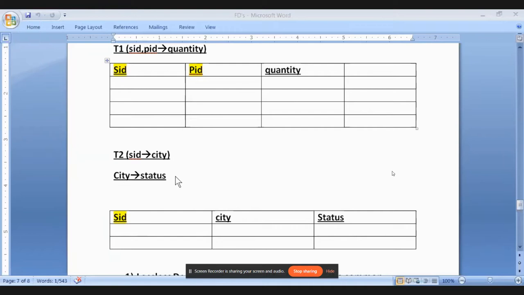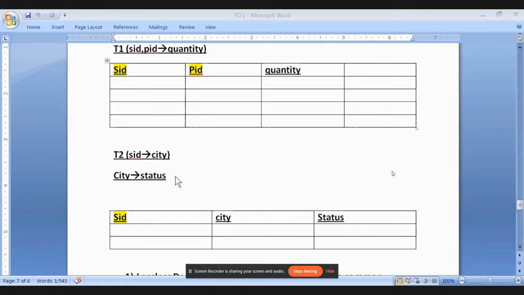Why? Ma'am, because it is partially dependent. City is partially dependent on SID. How? Why? Who is the candidate key of this relation? Ma'am, SID. So city is what? A key attribute or a non-key attribute? City is a non-key attribute, and status is also a non-key attribute. Now city is a non-key attribute.